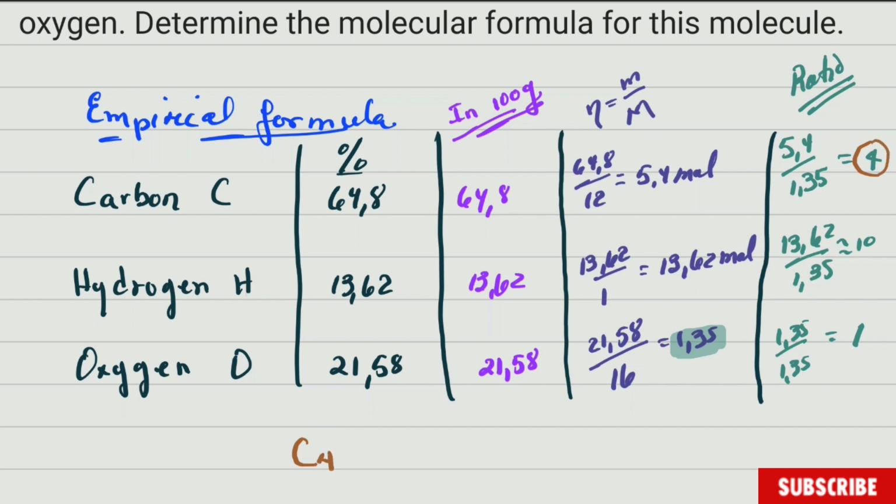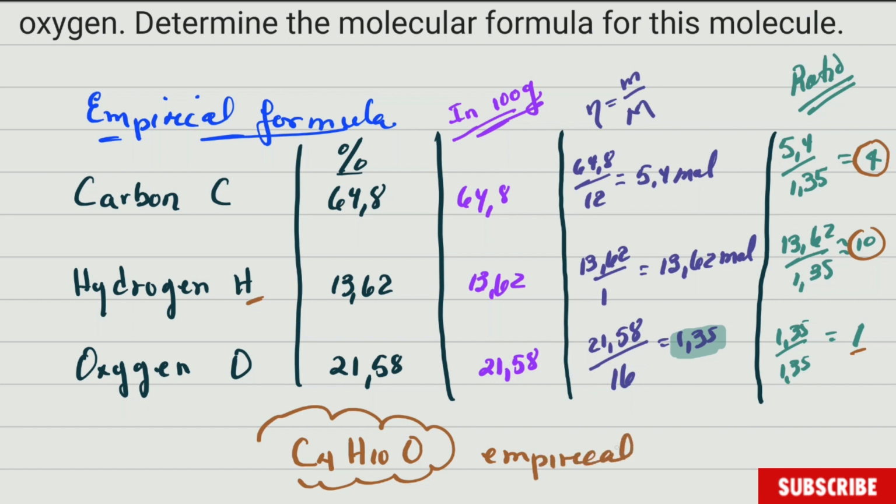For hydrogen you have a 10, so it's H10, and for oxygen you have a 1, so it's O1. This one is the empirical formula. Now note the following. The question doesn't ask you for the empirical formula, it asks you for the molecular formula.